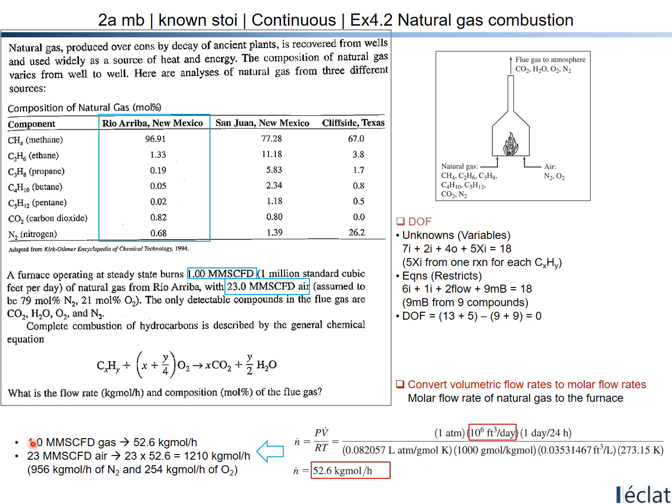So this value is about the natural gas. The other thing is air. We have used the 23 mmSCF, the air. So 23 by 52.6 is going to 1210 kilogram mole per hour. So right now we have changed the volumetric flow rate into molar flow rate.